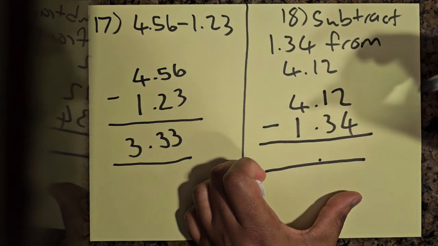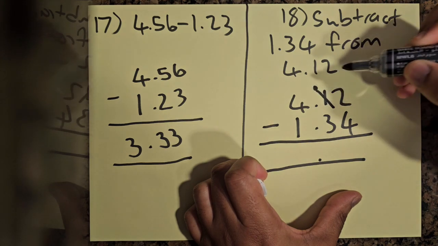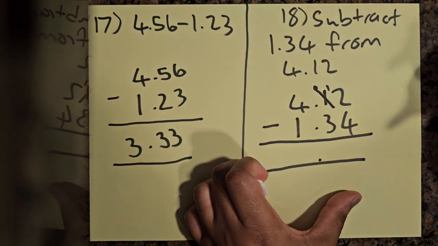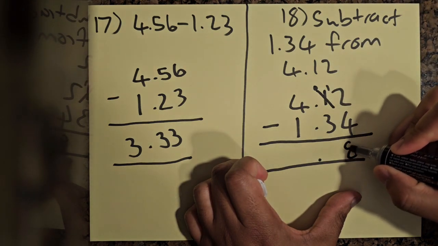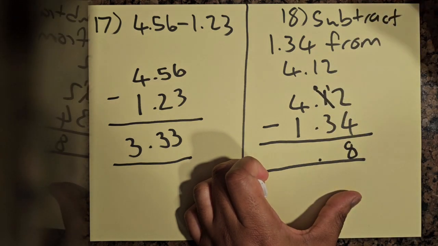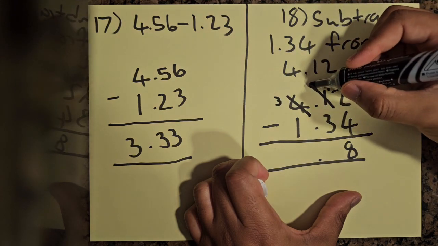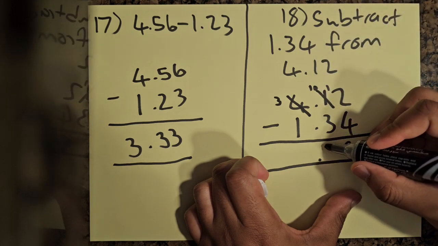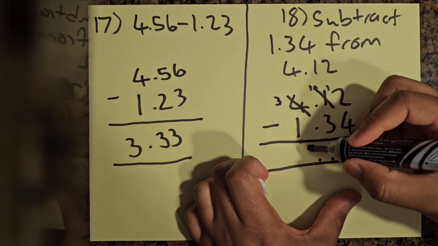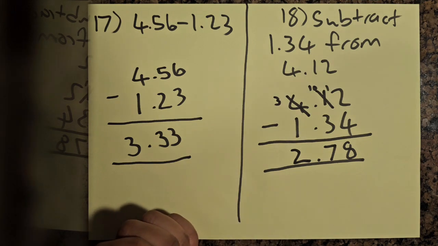Reason being is 2 can't subtract 4. That means I need to go and borrow. This becomes 0. This becomes 12. 12 minus 4 gives us 8. Now we have 0 over here. Obviously 0 can't subtract 3. So I need to borrow. This will become a 3. And this becomes a 10. 10 minus 3 is 7. And then we had a 3 left over here. 3 minus 1 is just equal to 2. 2.78. Finished.